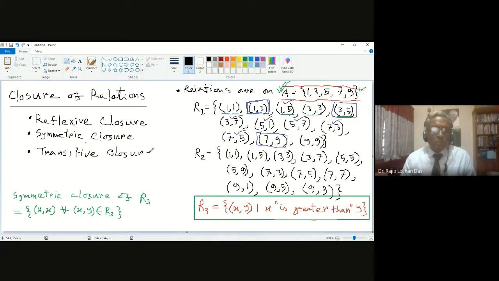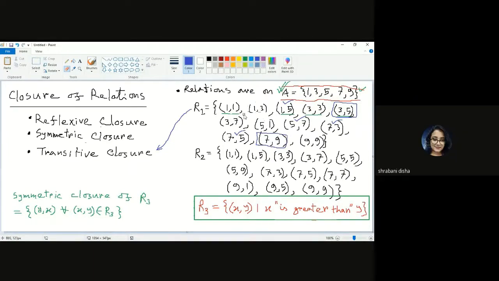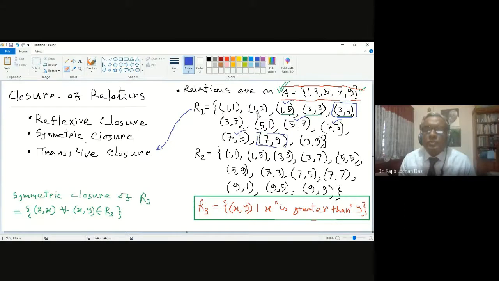You consider R1 first, in the same way. You will check the two consecutive pairs first, then the third pair. So what will be the two consecutive pairs first? Sir, (1,1) and (1,3). Yes, possible. If you consider (1,1) and (1,3), then it will be (1,3). Yes, sir, (1,3) is already present.